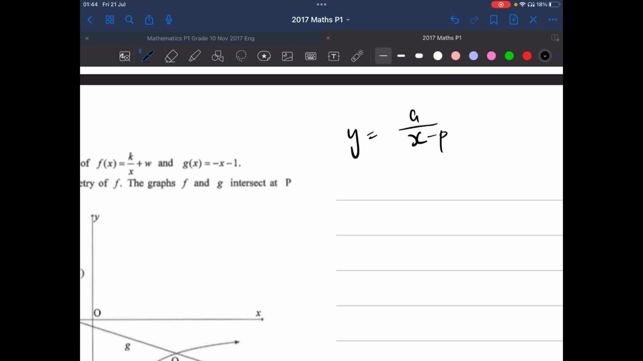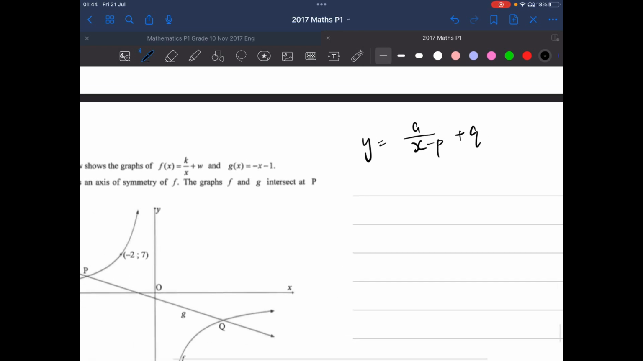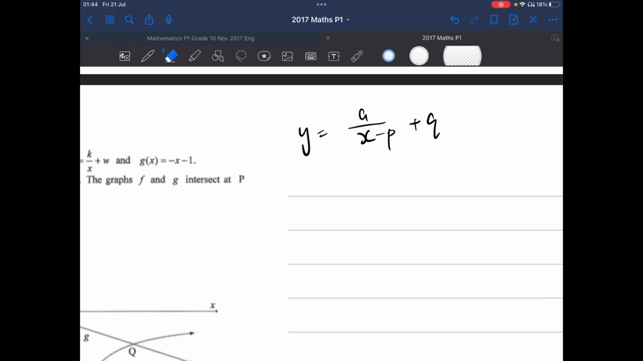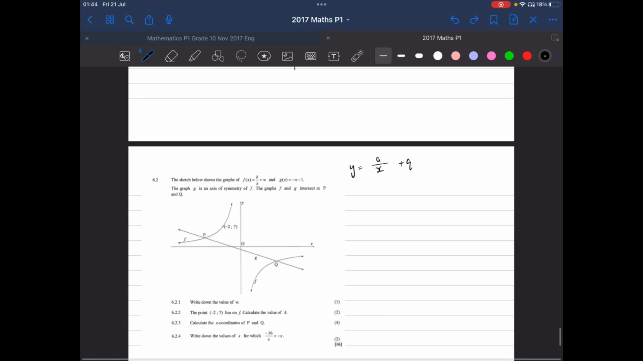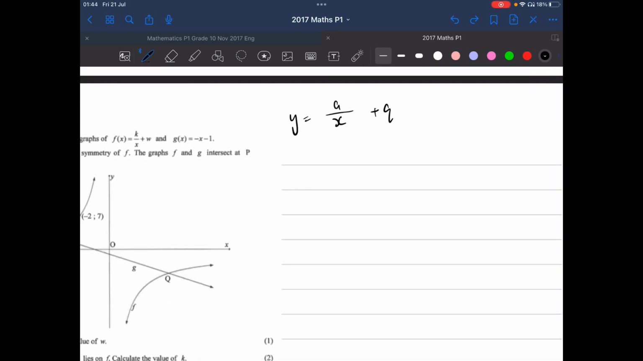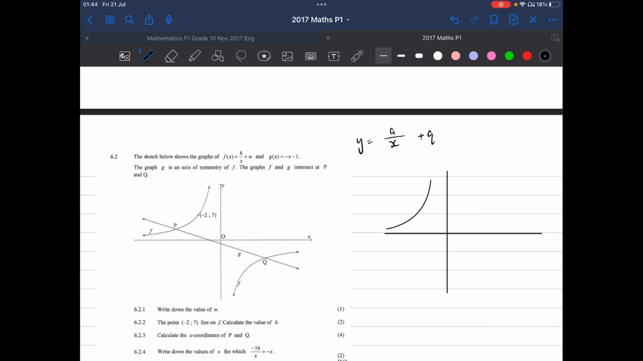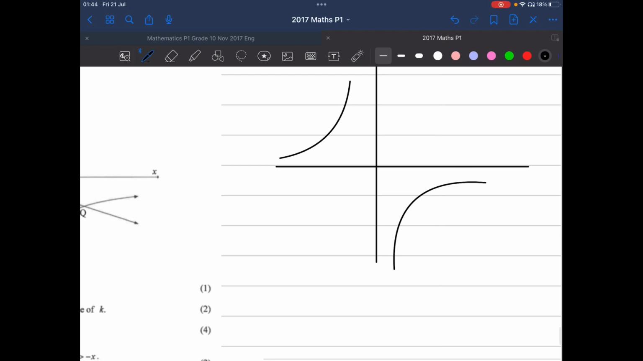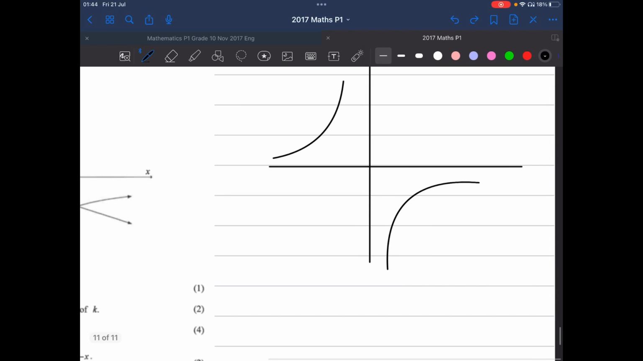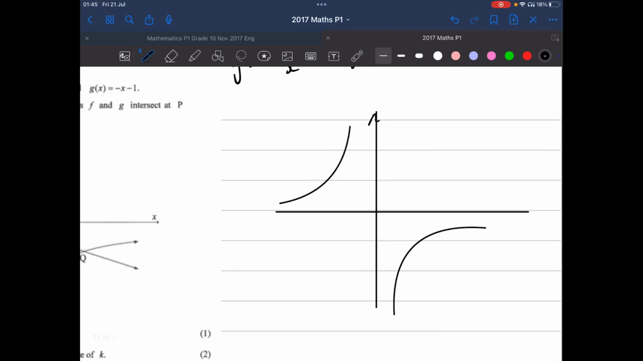X minus p plus q. Okay, this one doesn't have a horizontal shift, so let's forget about this for now. But this q is going to show us the horizontal asymptote. If you think about how hyperbolic graphs look, they look something like this, right? You can see that this will carry on, but it won't touch whatever the asymptote is. So let's just assume the asymptote in this example is the axes. So the graph won't touch these axes.